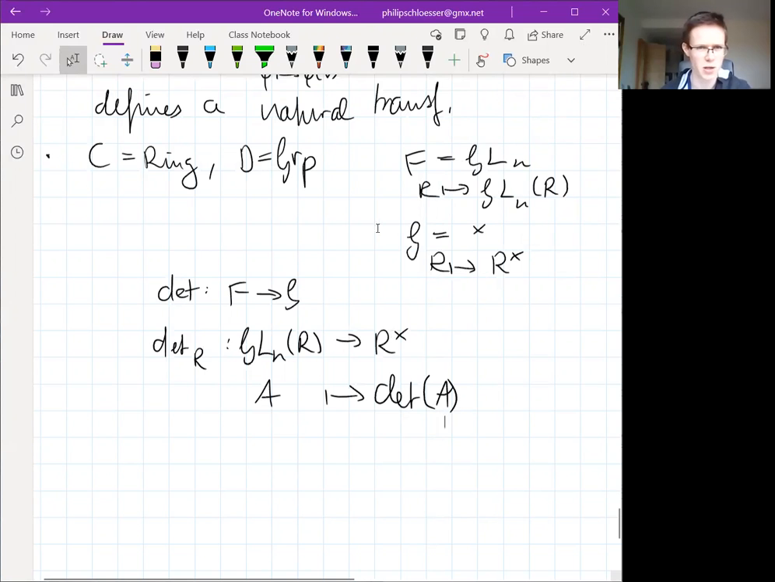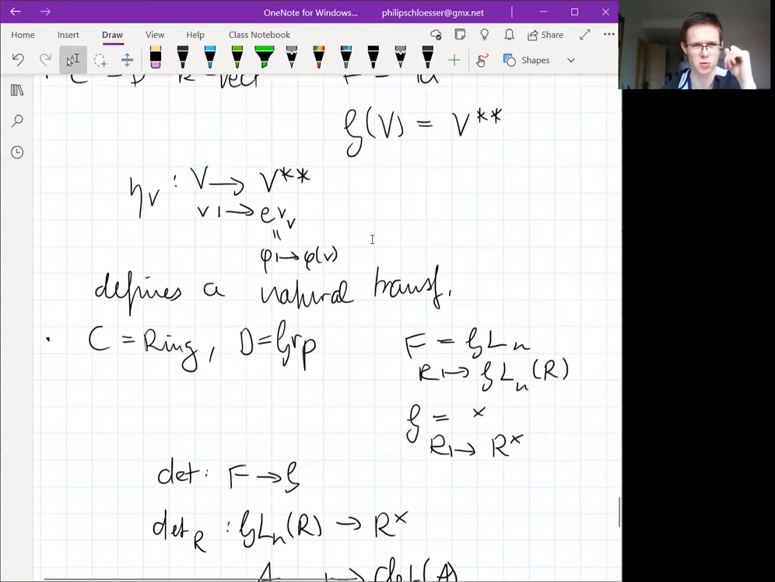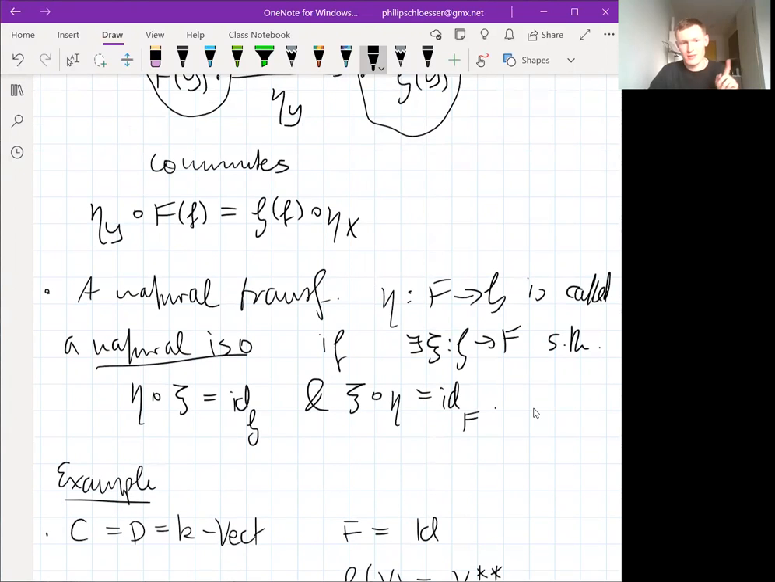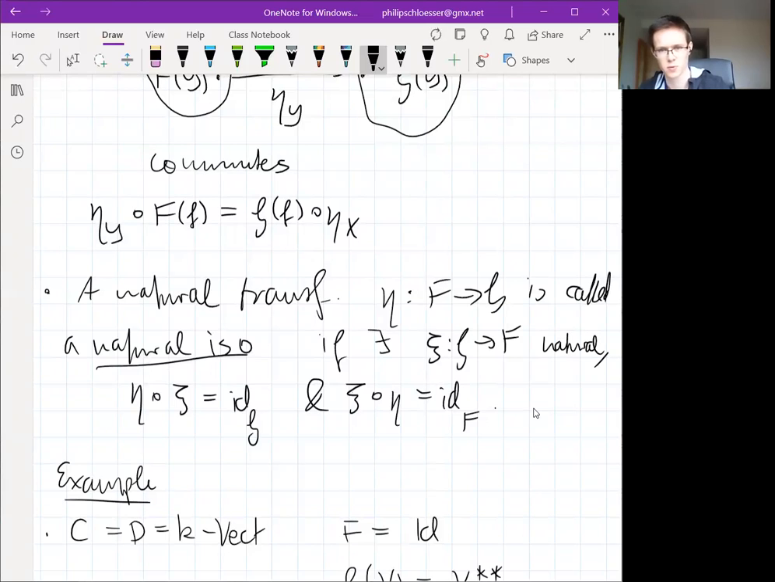Can you go a bit up again to the definition of isomorphism? Yeah. We didn't ask psi to be natural as well, did we? Yes, it has to be natural. Okay. Very important.